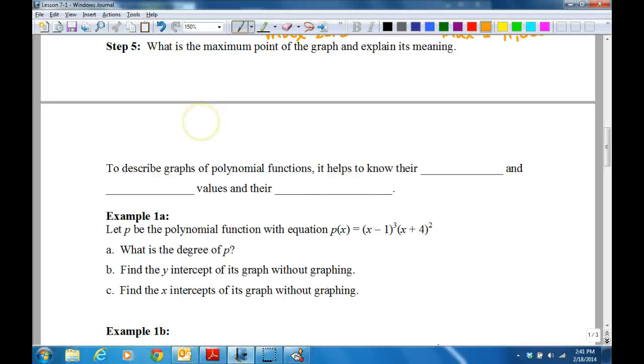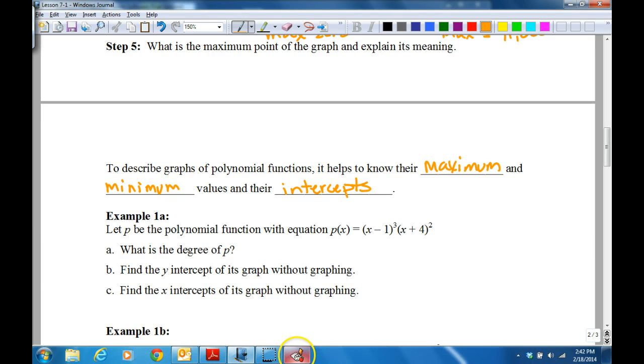Okay, so to describe the graphs of polynomial functions, it helps to know their maximum and their minimum and their intercepts. Okay? So, example 1, it says, let p be the polynomial function with equation p of x equals this. What's the answer to step 5? Step 5, what is the maximum point of the graph?